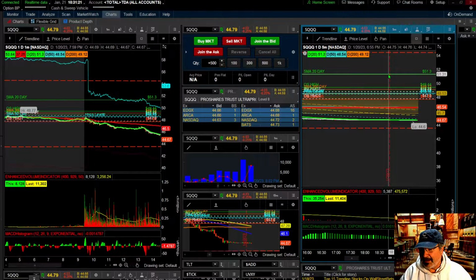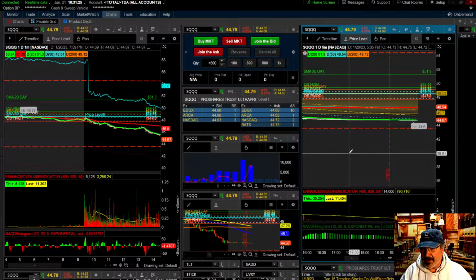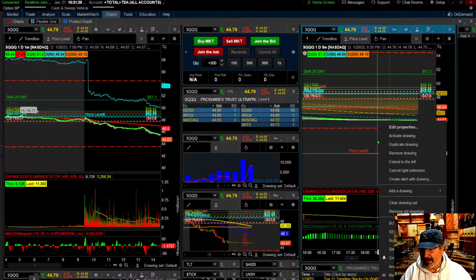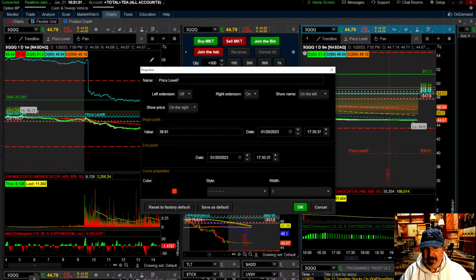So anyway, this is how you'd make a line. You double click and you've got a line. You go into that line and then you edit properties. And then you would write in here SMA day 20. So I'm just going to create a duplicate SMA.